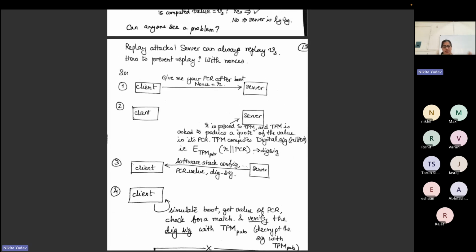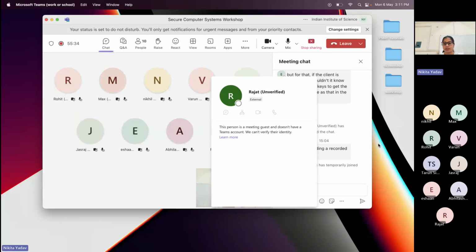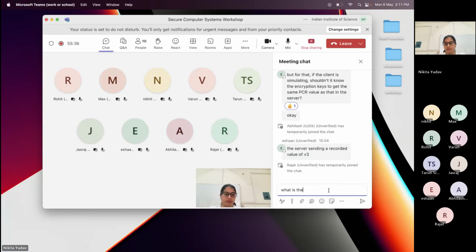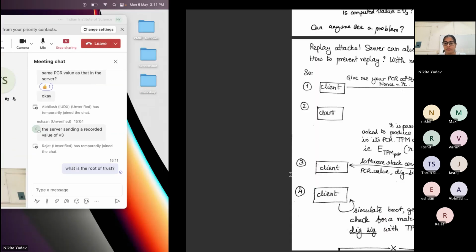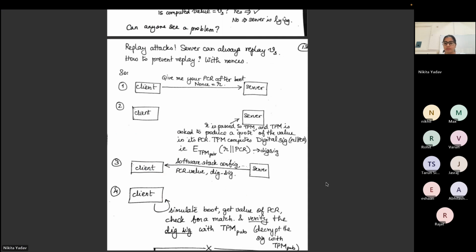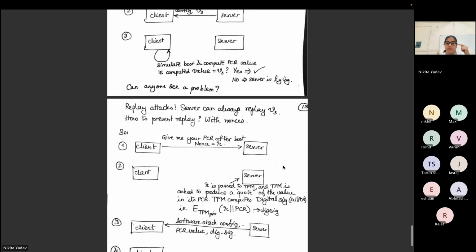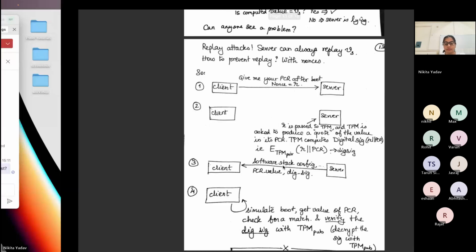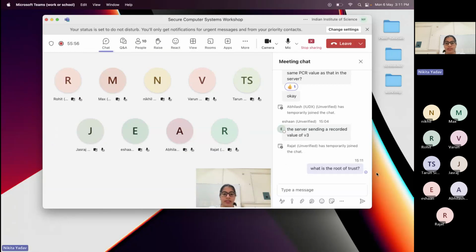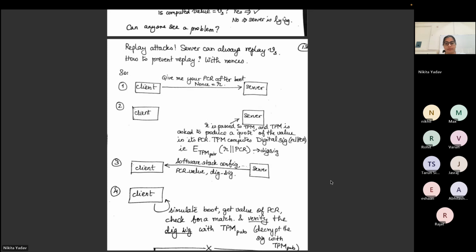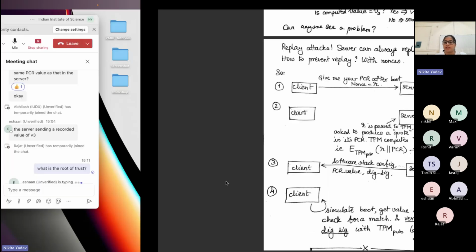Okay, so let me just ask, what is the root of trust here? What is the root of trust in secure boot? So in this attestation protocol that we just looked at, what is this?